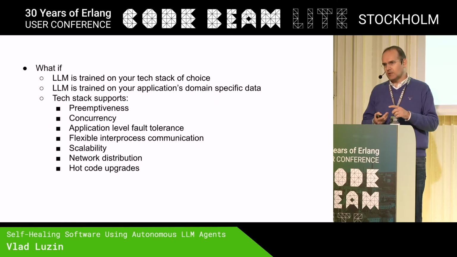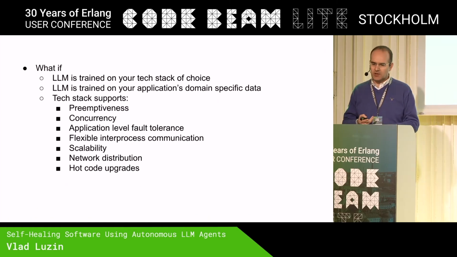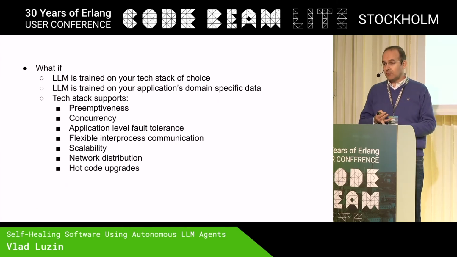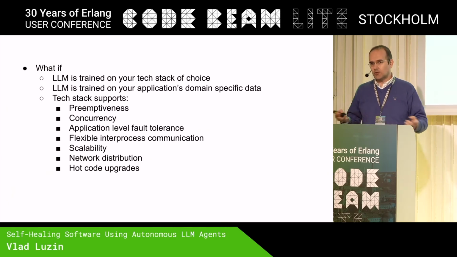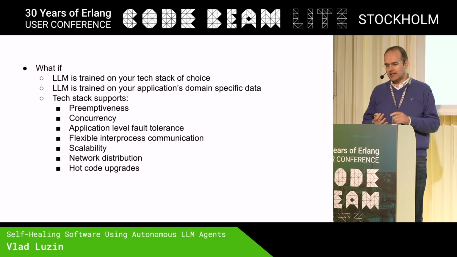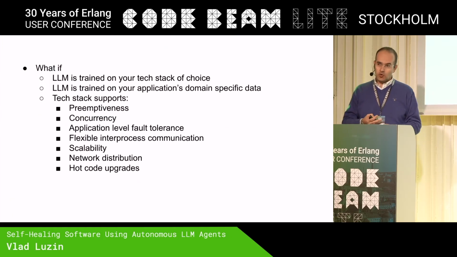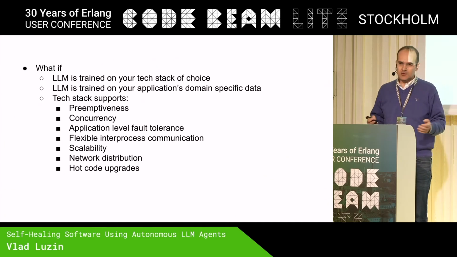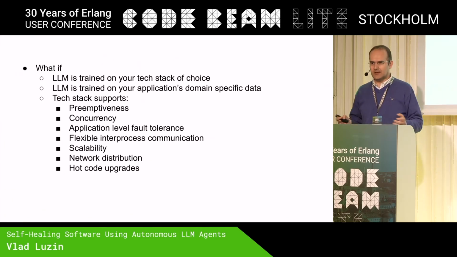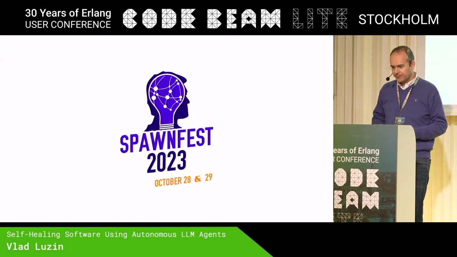So we need the tech stack to be preemptive, support concurrency, application level fault tolerance is extremely important. You don't want your agent to crash and there is nothing happening afterwards. Flexible inter-process communication, scalability, network distribution, and of course hot code upgrades. I think this is a super unique feature of any BEAM language.